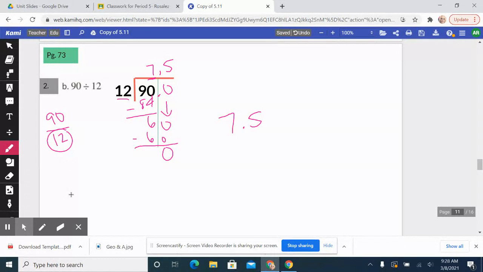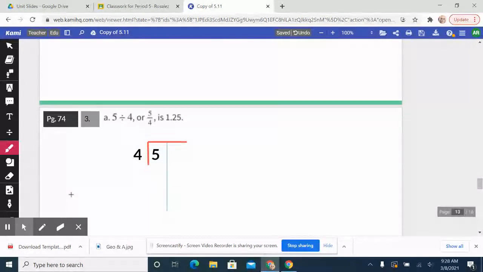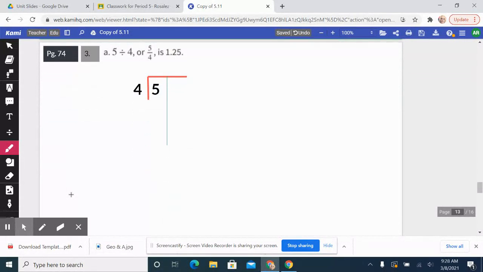Okay, couple more. So we're going to use long division. We're going to do A, B, and D. Okay, so for A, we're on page 74. I set you up 4 into 5. So they're saying, we're showing how 5 divided by 4, or 5 over 4, is, and they already gave us an answer, right? We know the answer should be that, but we're proving why.